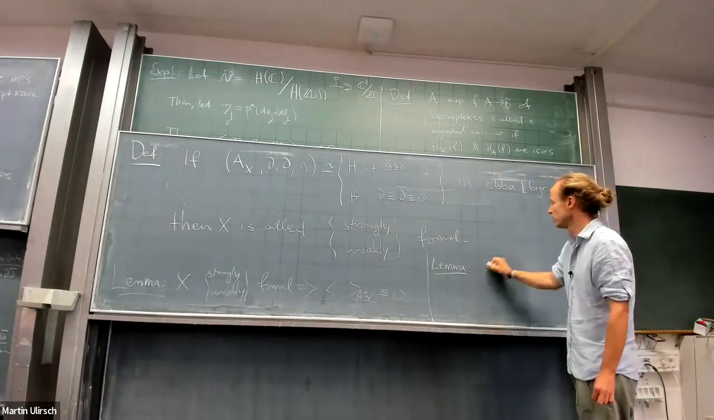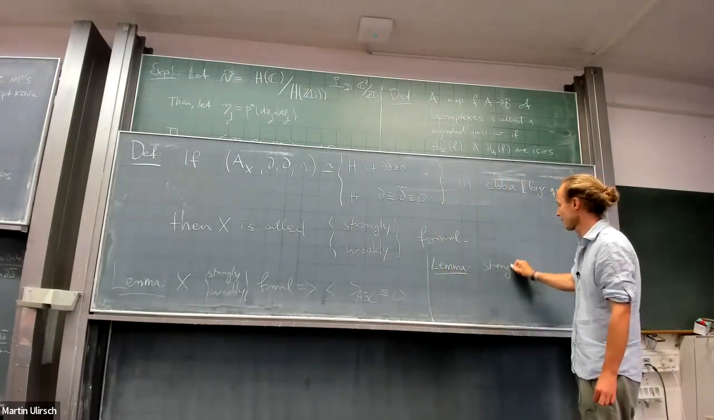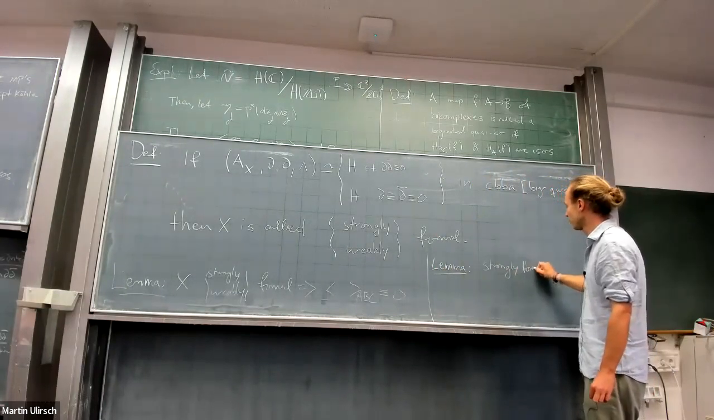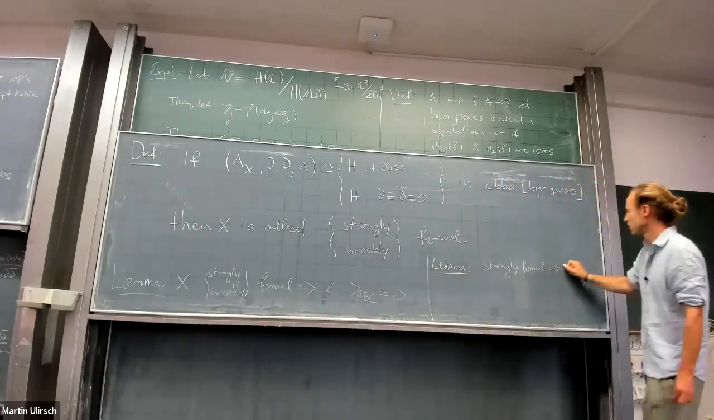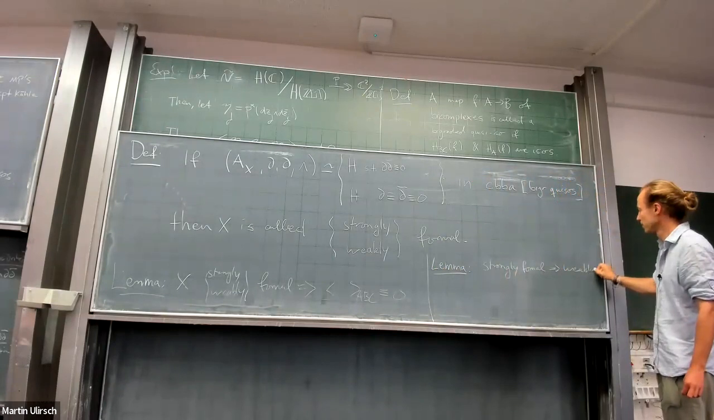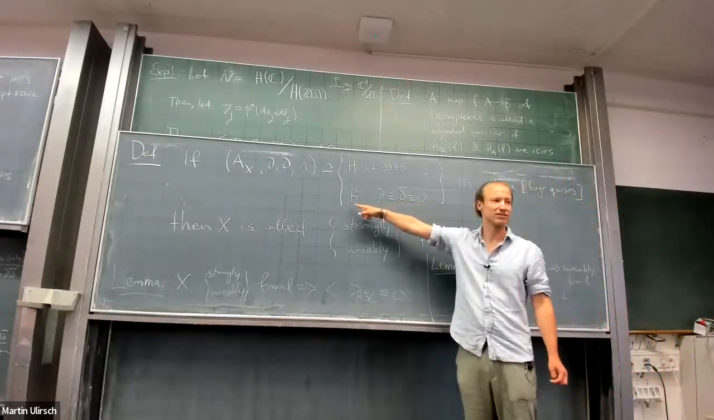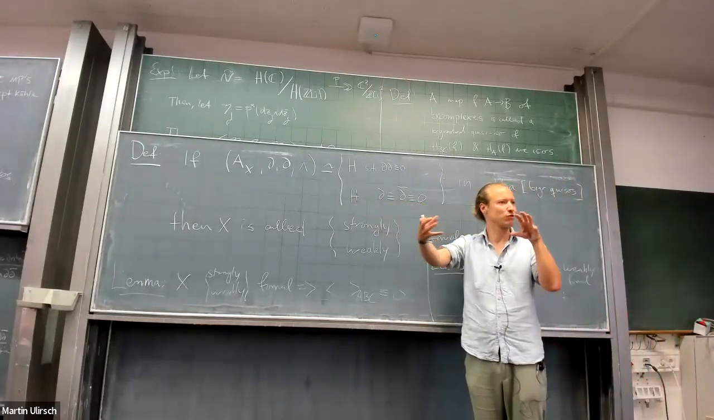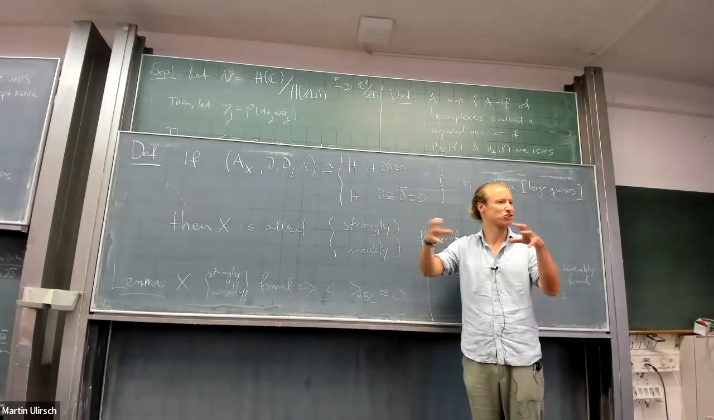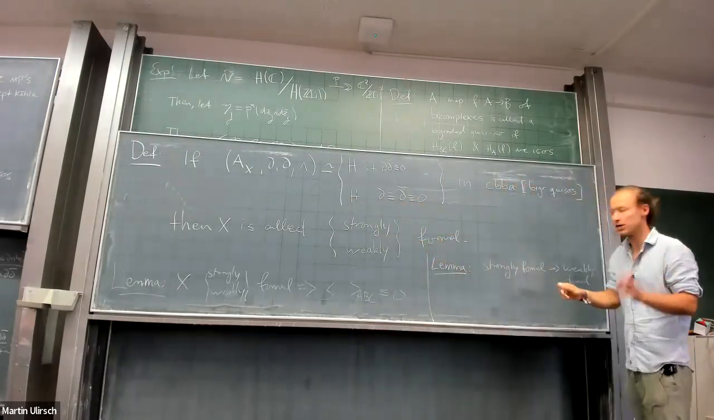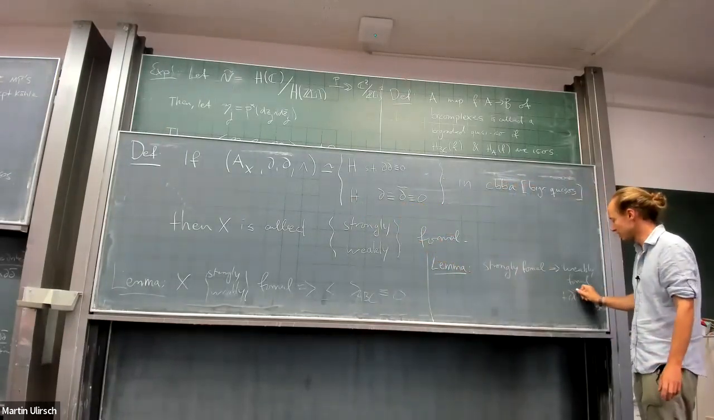So certainly, if you're strongly formal, you're weakly formal. And from this, you can see the underlying space consists only of dots. There are no differentials at all. It's just a vector space, bigraded vector space. So it satisfies the DD bar lemma.